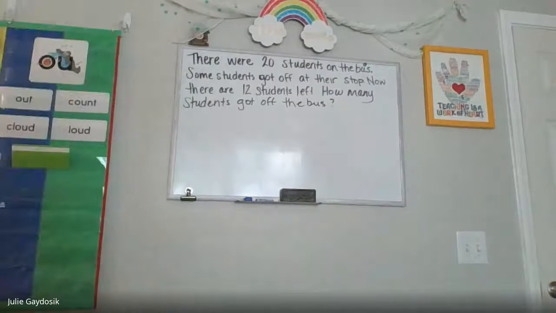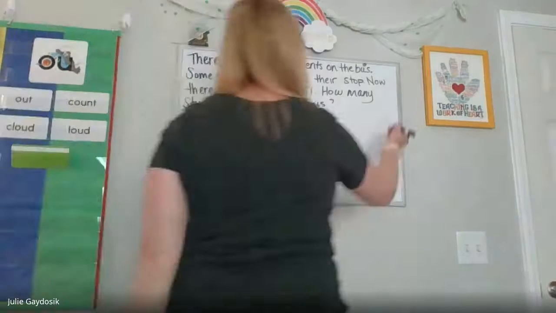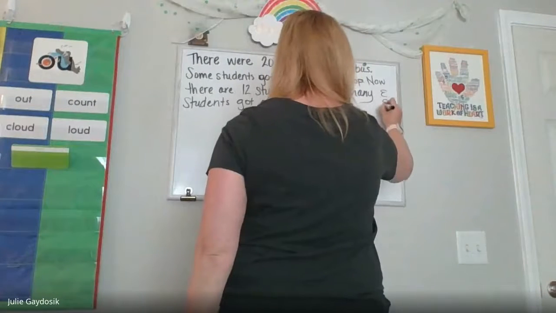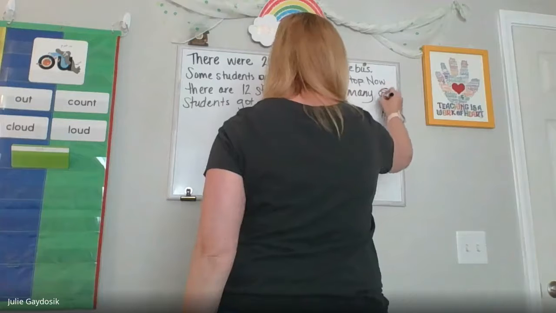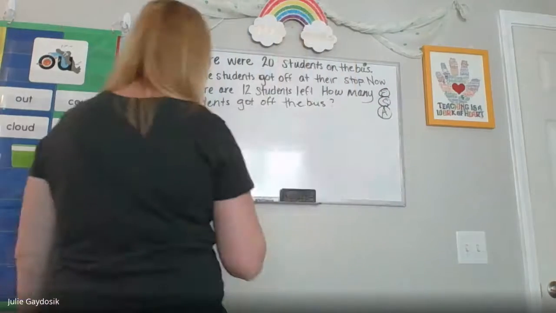So there were 20 students on the bus. Some students got off at their stop. Now there are 12 students left. How many students got off the bus? So the first thing we're going to start with is an equation. Okay, remember ESA, elephants sing always: equation, strategy, answer.